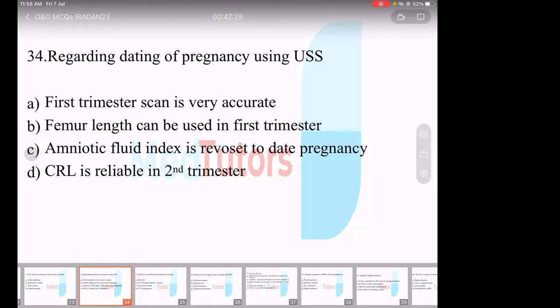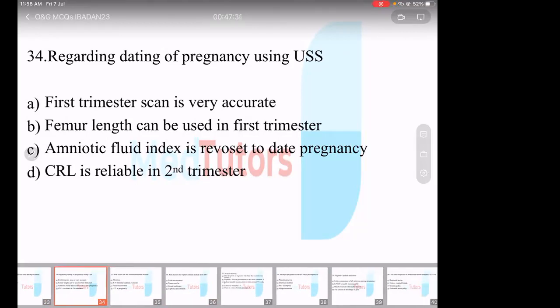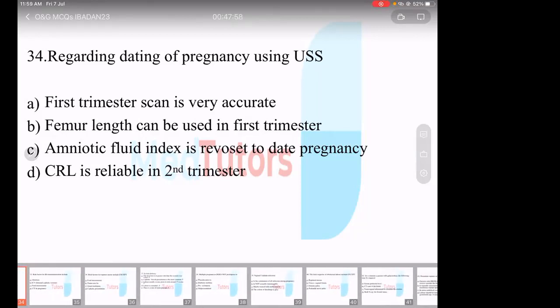Then C, amniotic fluid index is used to date pregnancy. Then D, CRL is reliable in second trimester. Of course, it is not reliable in second trimester. It is only reliable in the first trimester. So the only correct answer here is A. First trimester scan is the most accurate scan.